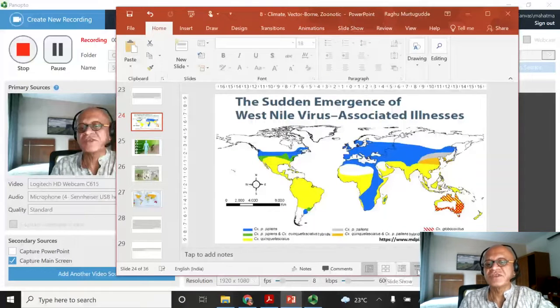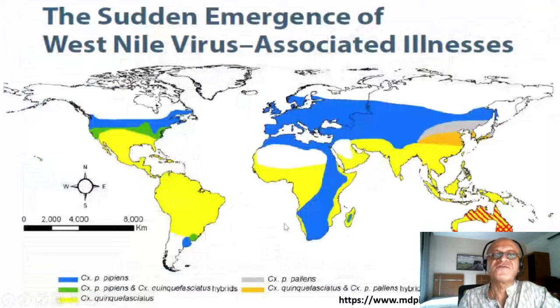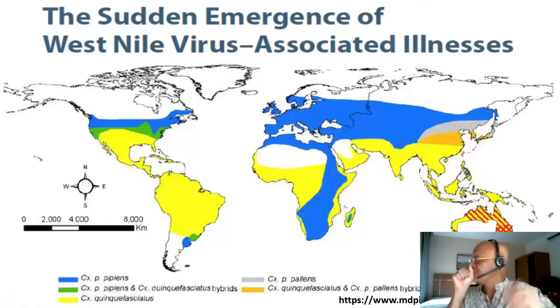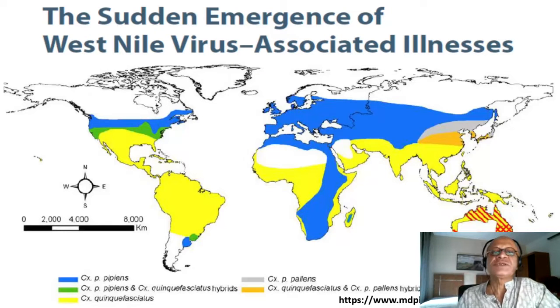Another type of mosquito and another type of vector-borne disease. This section is called a sudden emergence of West Nile virus associated illness. So this is spread by the Culex pipiens mosquito, whose distribution of the various species is shown here from this paper.